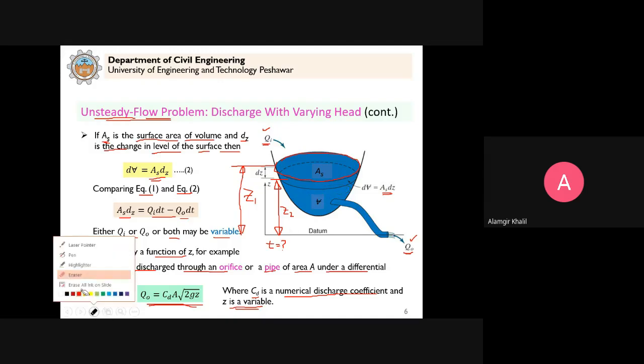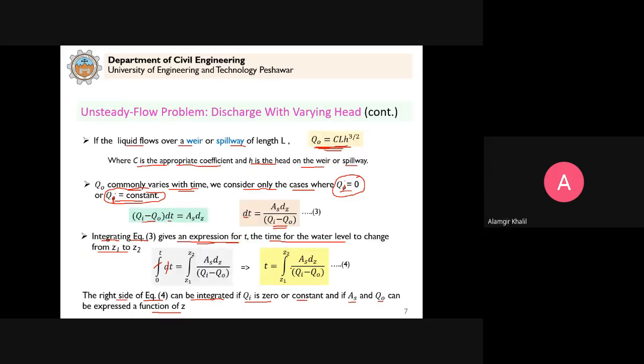So it is a function of Z, meaning that with respect to Z it is changing, just like the discharge is changing. So in this case we can evaluate this integral if Q naught can be expressed as a function of Z, and if Qi is 0 or constant. This is what we said earlier, that when we follow our textbook we will consider the inflow discharge as either 0 or a constant value. This equation 4 is a very general expression to calculate the time for water level to change from Z1 to Z2, and you can apply this equation to different cases. Clear?